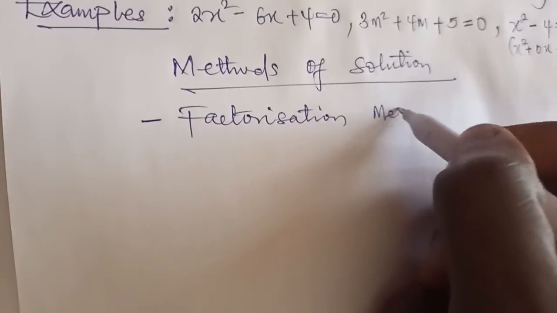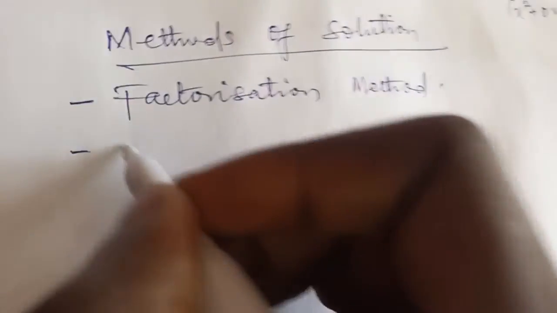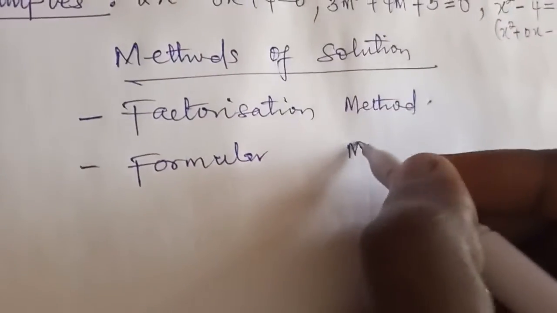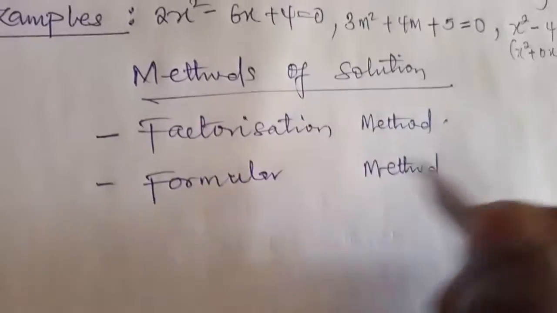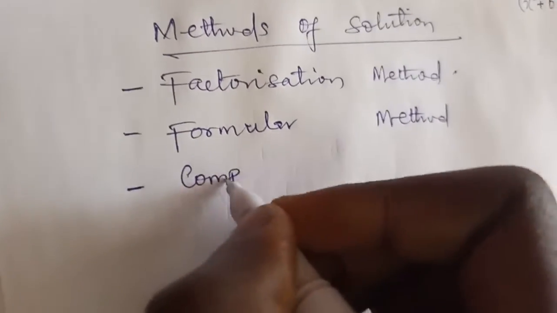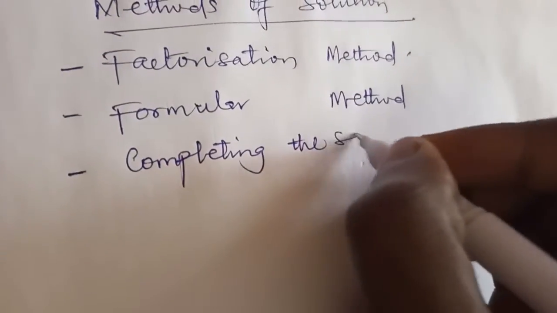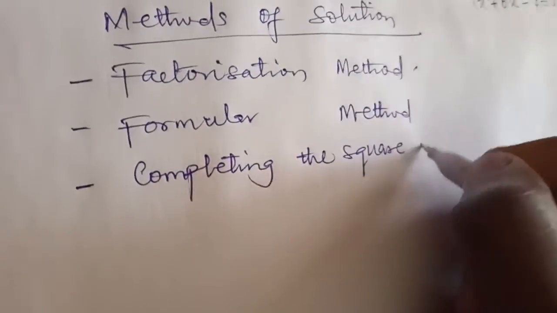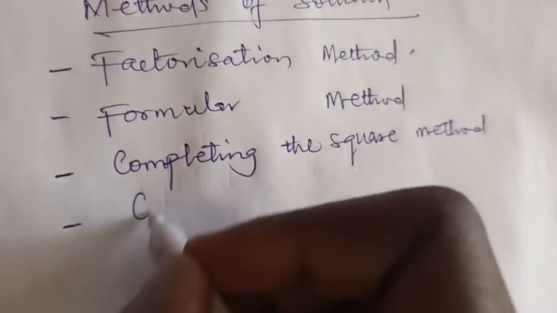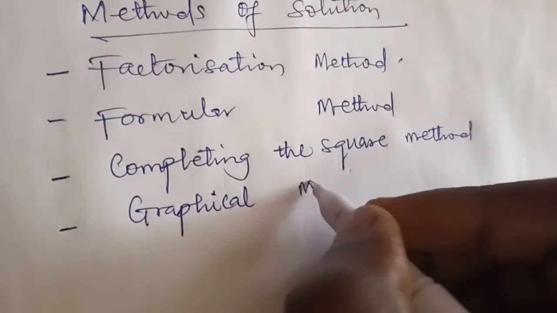Factorization method. The second one is called formula method. The third one is called completing the square method. And the fourth one is called graphical method.